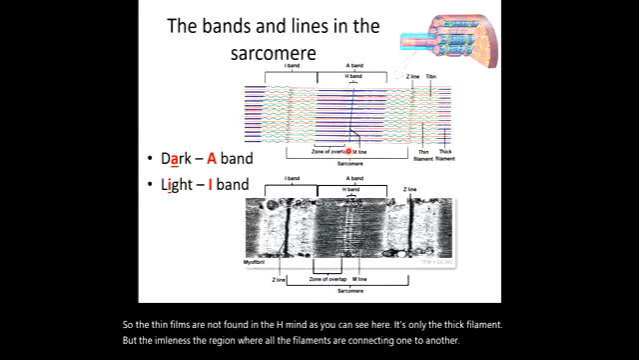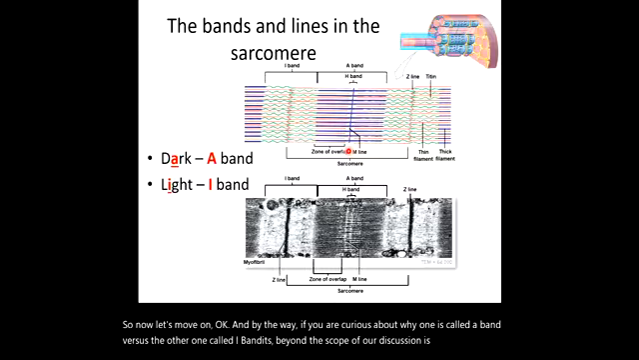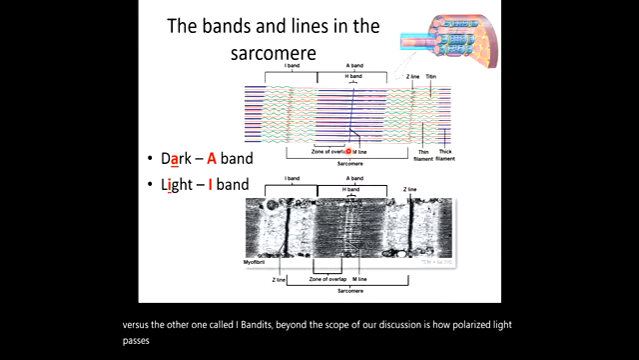Right. So now let's move on. Okay, and by the way, if you are curious about why one is called the A band and the other the I band, it's beyond the scope of our discussion. It's about how polarized light passes through this region, so it's something beyond the scope of our discussion.